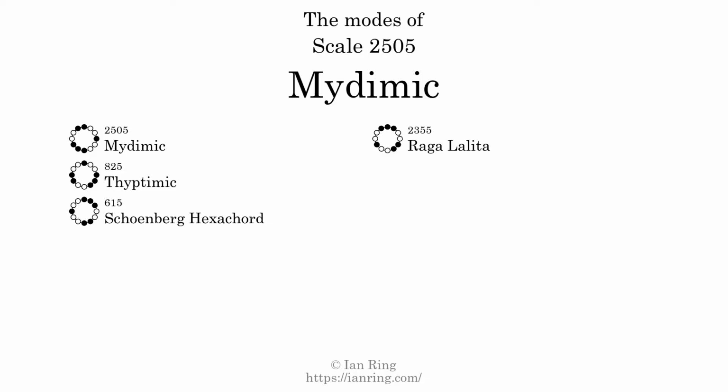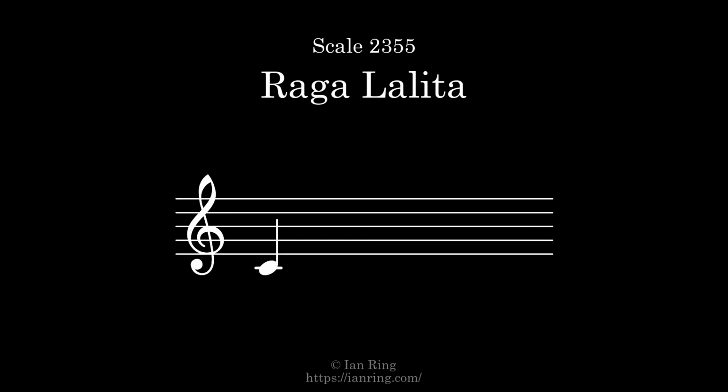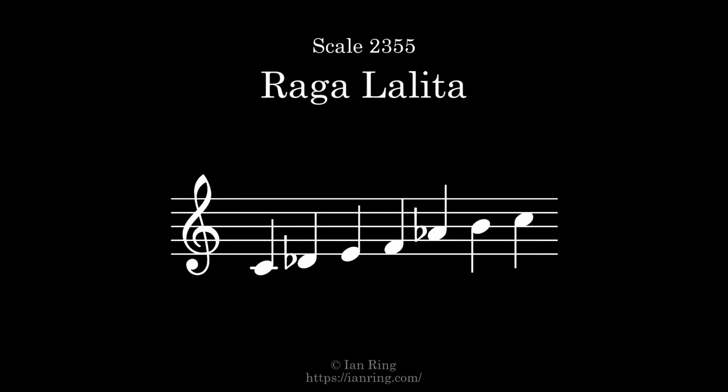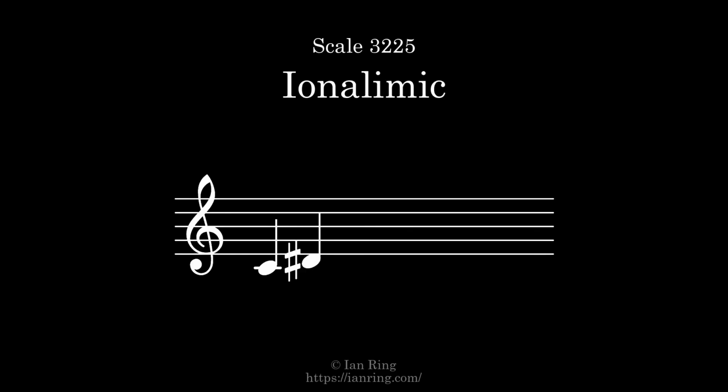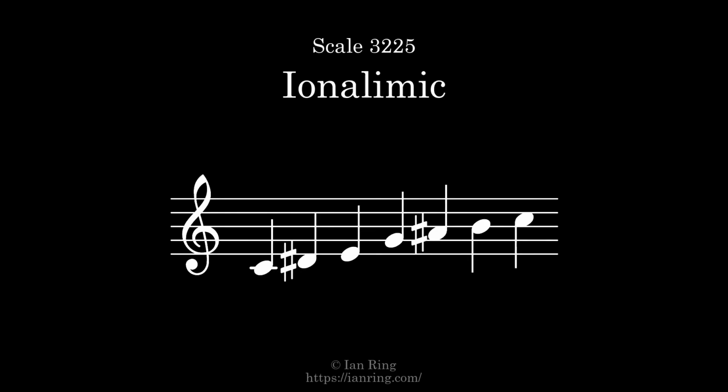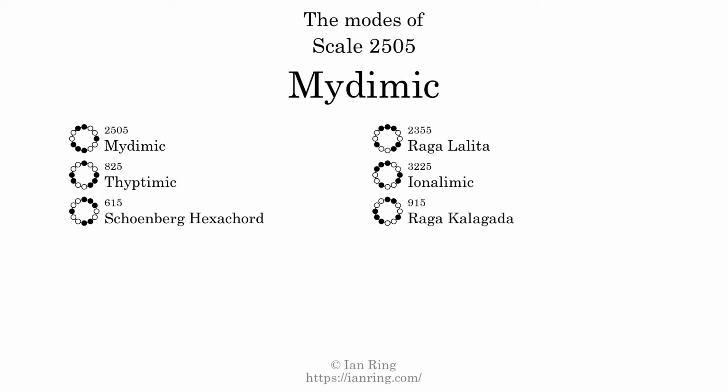The fourth mode is scale 2355, also known as Raga Lalita. It sounds like this. The fifth mode is scale 3225, also known as Mydimic. It sounds like this. The sixth and last mode is scale 915. Also known as Raga Kalagata. It sounds like this.